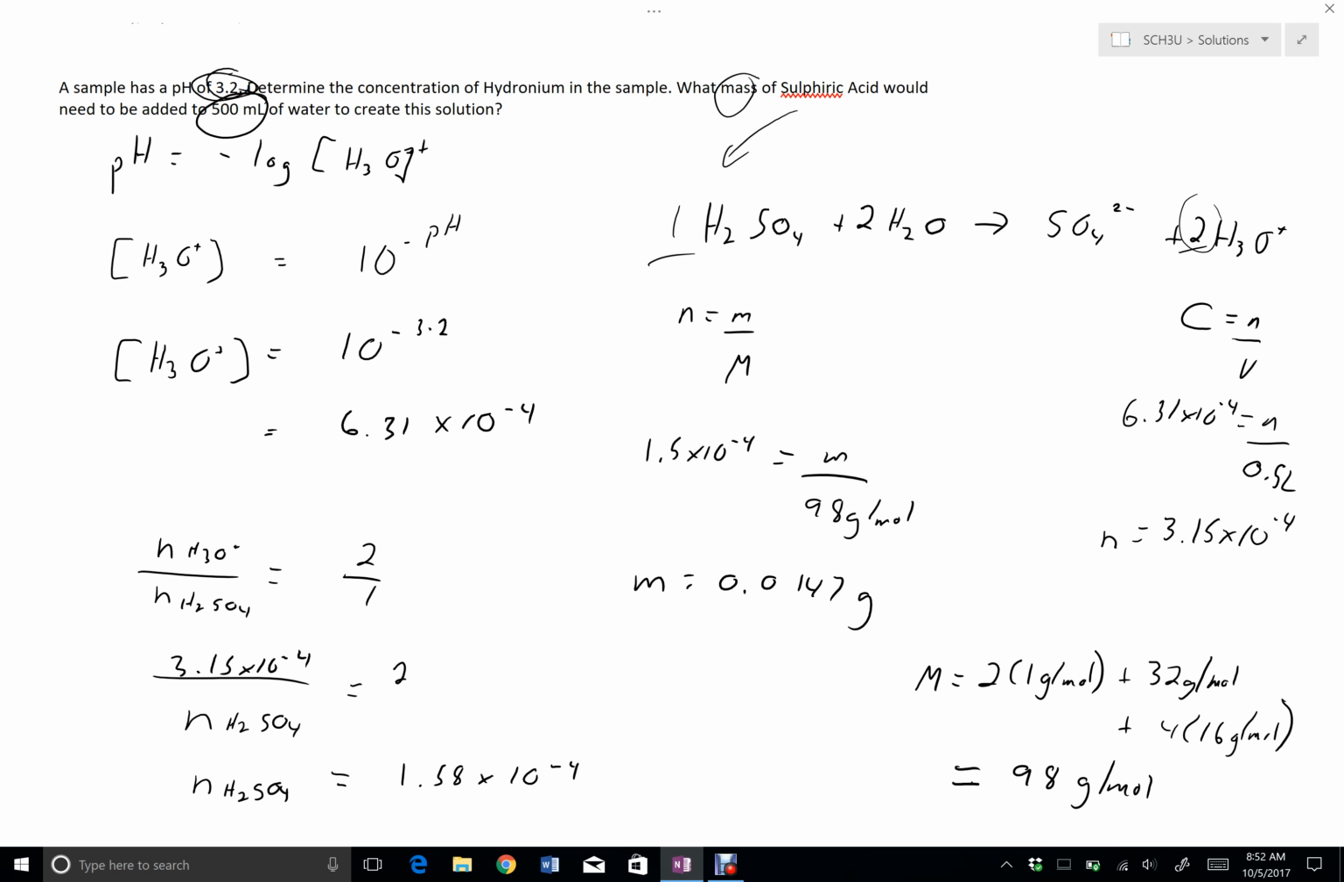So mostly this was a stoichiometry question, but at the beginning we saw how to use the pH formula. The concentration of hydronium is equal to 10 to the negative pH, so I just put the pH in as the exponent there. Using my calculator, came up with 6.31 times 10 to the negative 4. That's 10 to the negative 3.2. Use that as my concentration of hydronium with my volume to come up with the number of moles of hydronium. Using my mole ratio, predict the amount of sulfuric acid, and then working with the molar mass to come up with the actual mass that would be required. So that's how we can use the pH formula in a stoichiometry question.